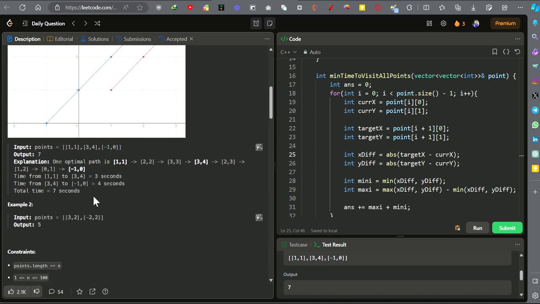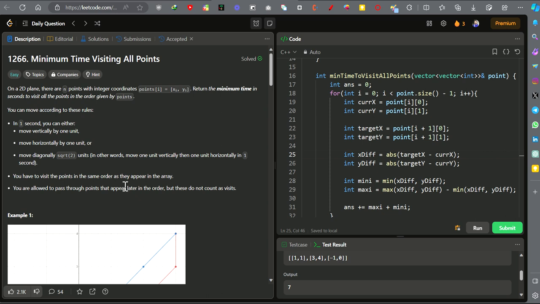So we are given a 2D array, and inside that each array contains two coordinates, x1 and y1. Point of i consists of xi and yi. Return the minimum time in seconds to visit all points in the order given in the points.